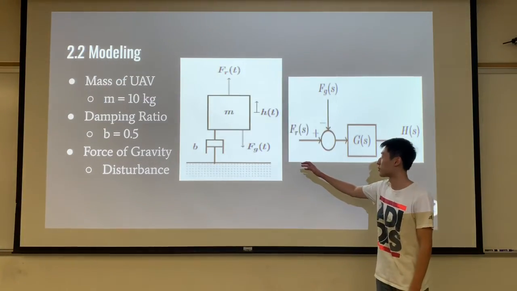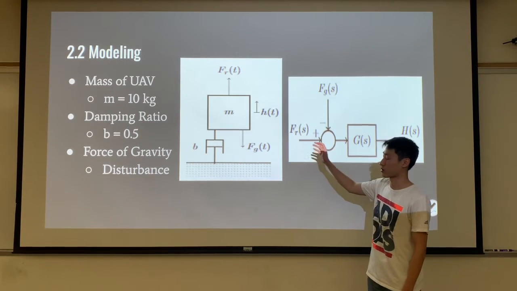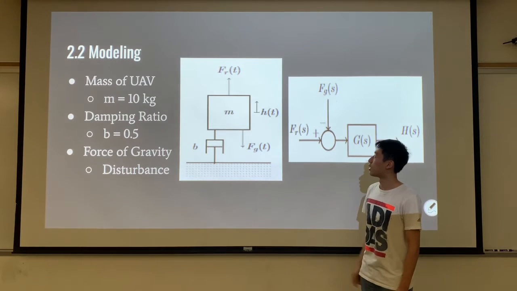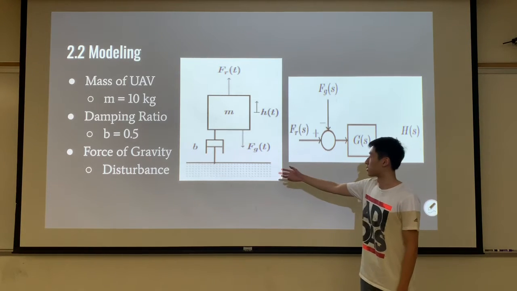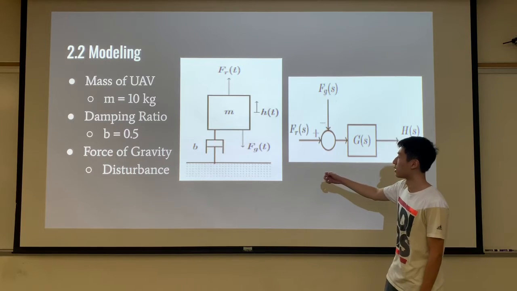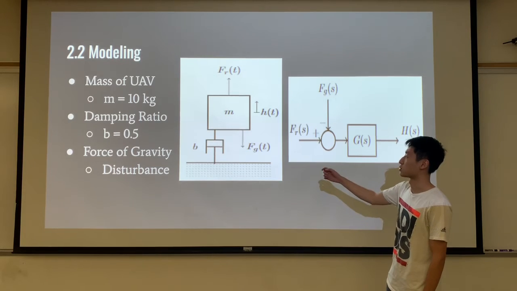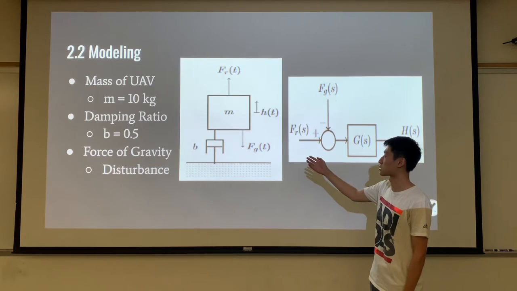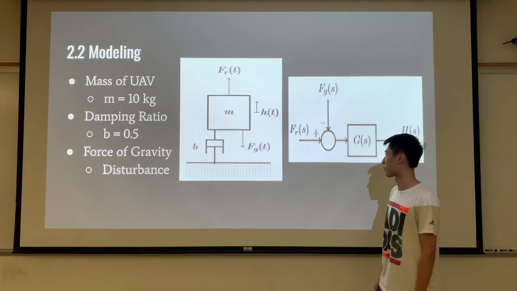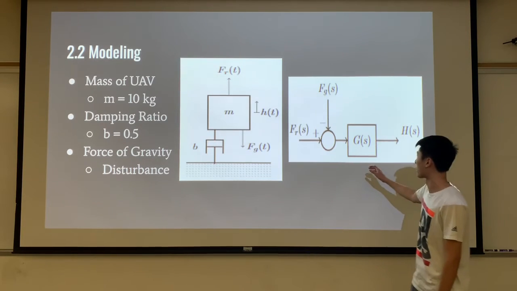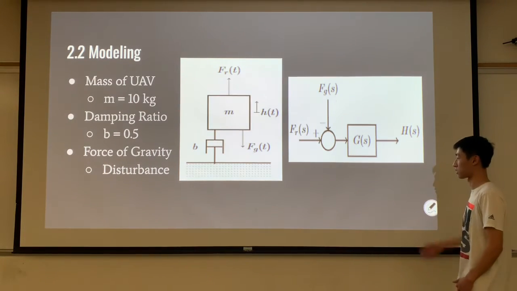To model our system, we came up with this free body diagram and this block diagram. The mass in the free body diagram represents the UAV with the rotor force pointed up and the gravitational force pointed down. The damper included represents air resistance. According to our research, we found that the mass is about 10 kilograms, and the damping ratio to be about 0.5. And the block diagram has an input of the gravitational force and the rotor force, while the output is the height of the system.